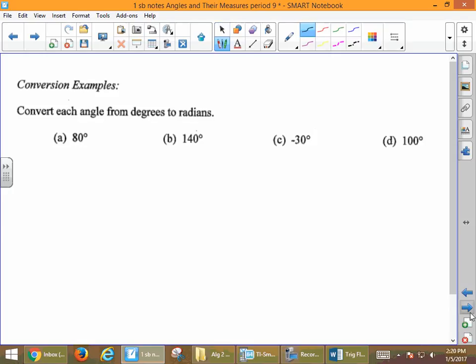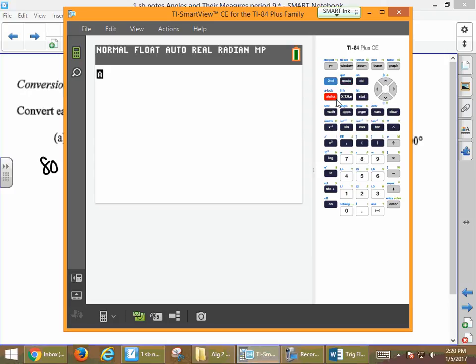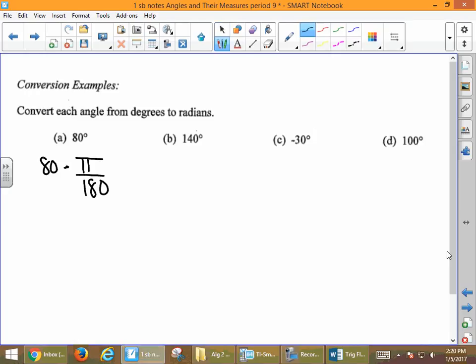So all we do is we take our 80 degrees and we multiply it by pi over 180. So the long way to do that is we can take our calculator and type in our fraction. We go 80 divided by 180 gives us 4 ninths. So this ends up to be 4 ninths, 4 pi over 9.